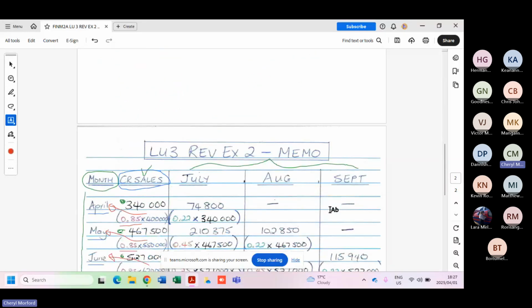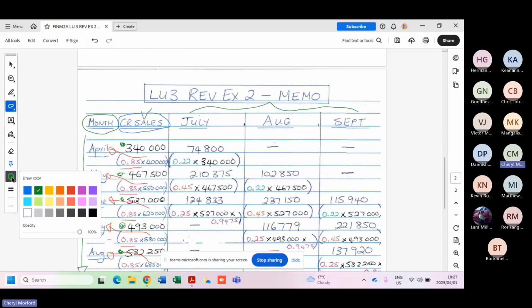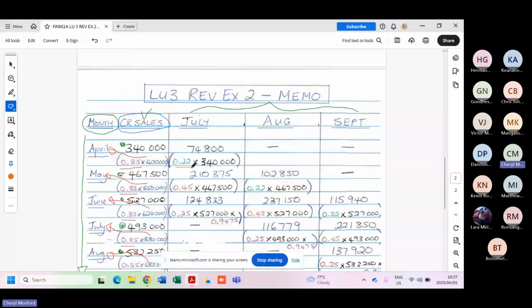So come here and have a look. Get a contrast color. You see there, I've got 22%. 22% of how much? The credit sale for April. That's the last installment. That's why August, it's blank. September is blank. Then I come to May. Most importantly, I've got the credit sale of the 467,500. So you notice here, I'm finding a different percentage of the credit sale every month.